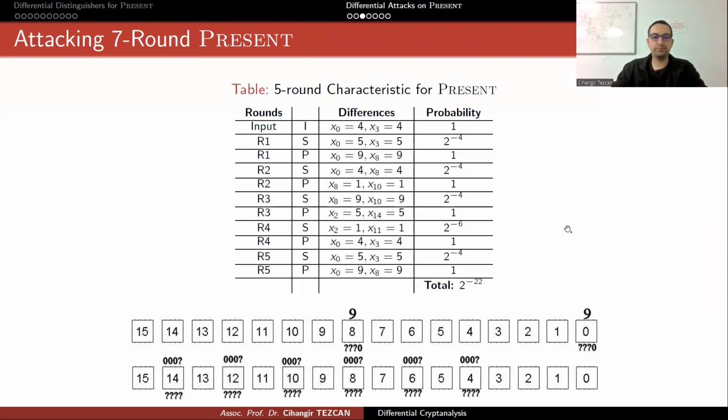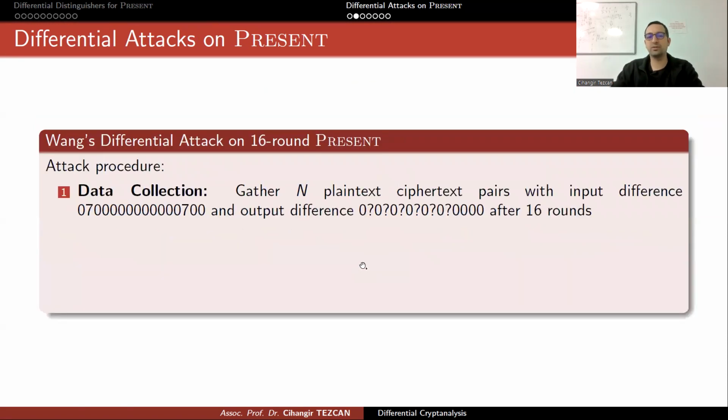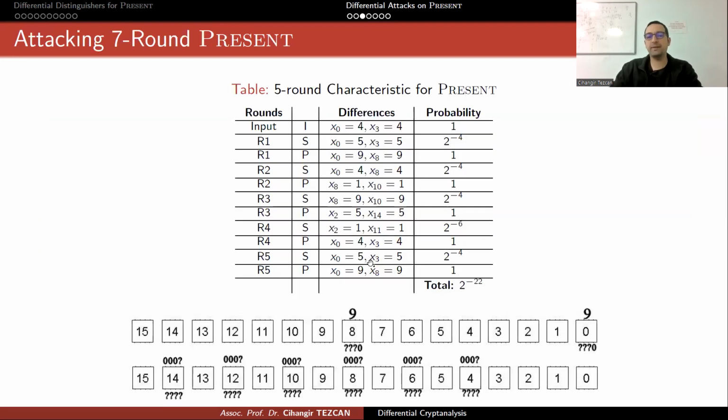So here's an example. This is a very nice exercise or a homework, let's say. So we first take a 5-round characteristic because we cannot verify if this attack is correct or not, right? Because I need to gather n plaintexts, which is maybe the whole codebook, and perform this many operations. So our laptops are not capable of performing that many operations. But if you shorten the distinguisher, from 14 rounds I reduce it to 5 rounds, like this. Now the total probability is 2 to the minus 22.